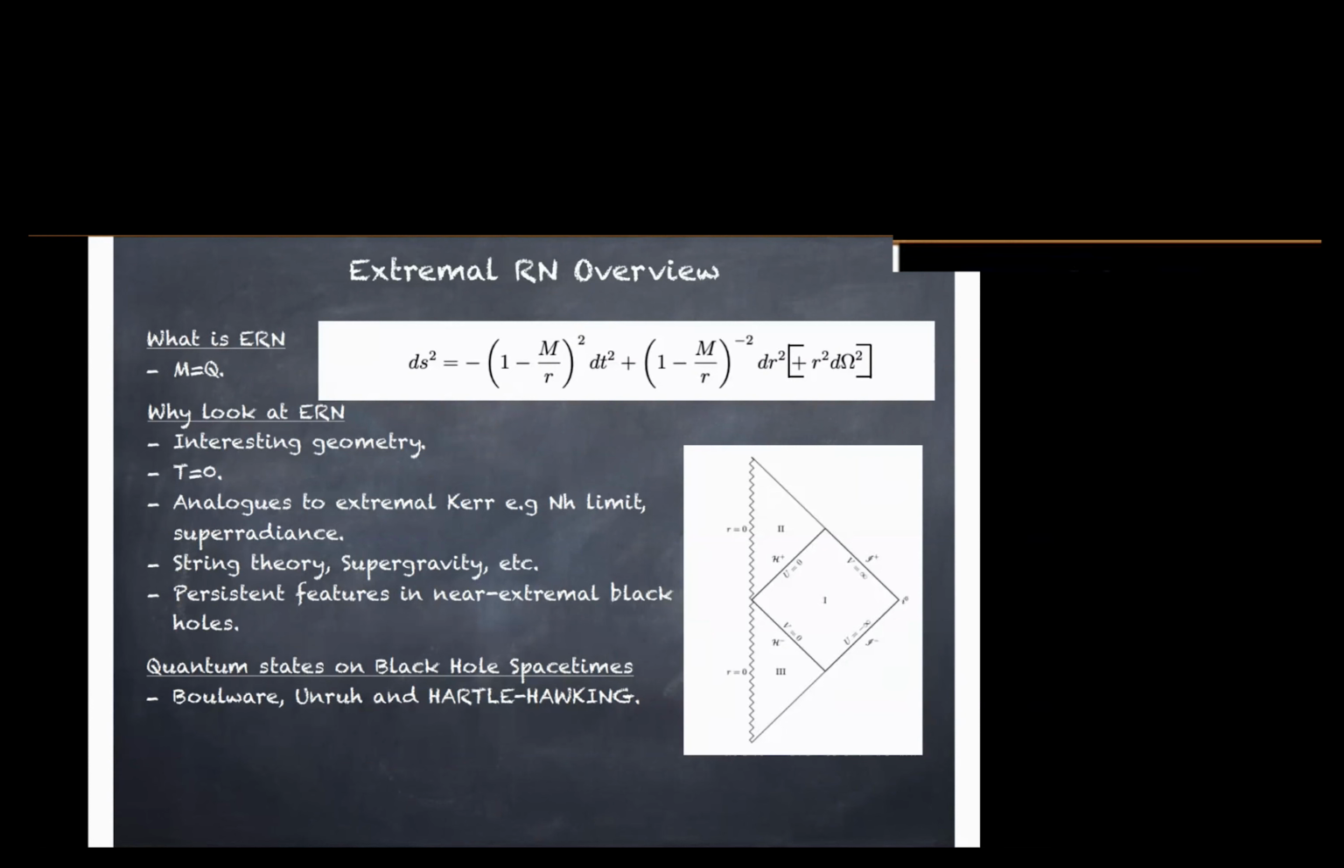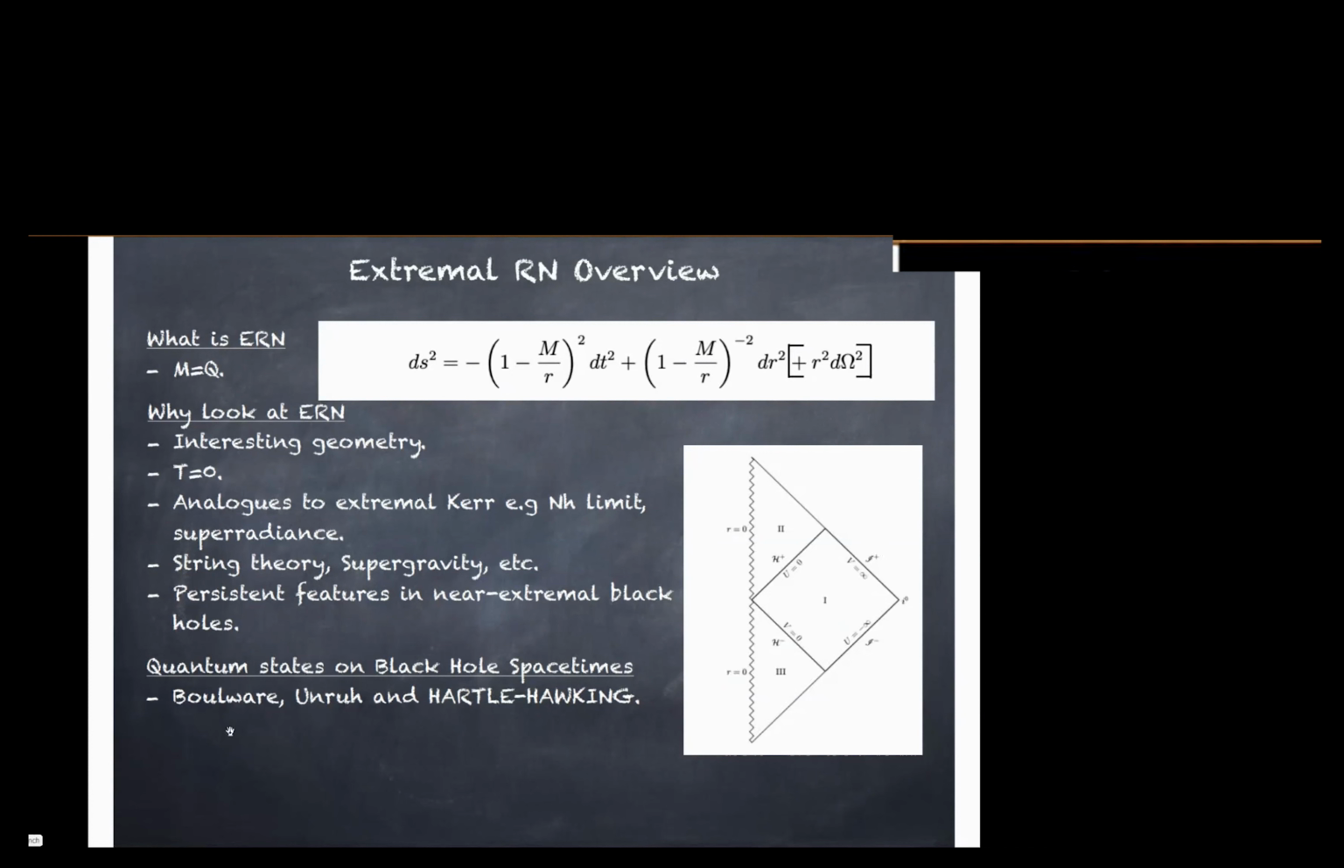But why look at extremal black holes at all? They're certainly not particularly physical solutions. But from the perspective of QFT in curved space-time, they have interesting geometries. As I'll talk about a bit later on, their near horizon limit gives rise to patches of anti-de Sitter space-time. They also have zero temperature, so you don't get the usual thermal fluxes of Hawking radiation that you do for non-extremal black holes. And here are some other reasons.